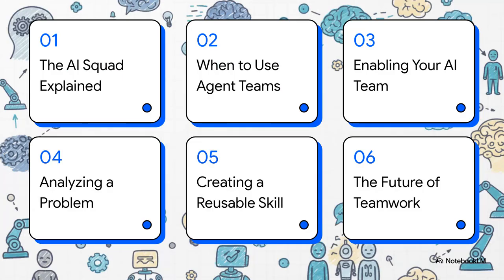So here's our game plan. First, we'll break down how these AI squads are even structured. Then, we'll talk about when it actually makes sense to use them. After that, I'll walk you through the setup. Don't worry, it's pretty easy. Then we'll get to the fun stuff: 2 really powerful examples of these teams in action. And finally, we'll zoom out and talk about what this means for the future of how we work.